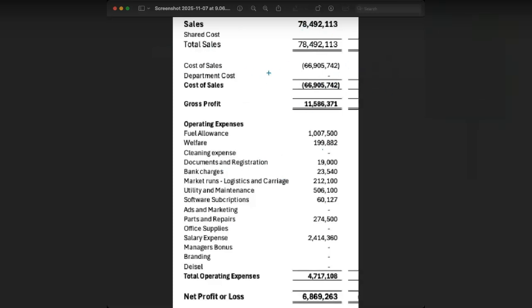The first thing you probably remove is the cost of sales, then they'll get their gross profits. All of these from cost of sales down are basically expenses that the person is claiming against this revenue. Whatever expenses are here, fuel allowance, welfare, cleaning expenses, whatever that is, should be something you can claim against this revenue for that business.